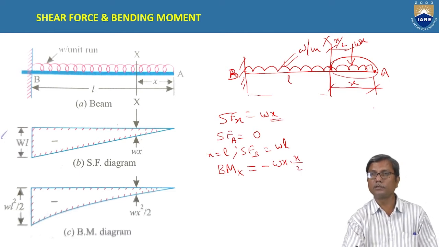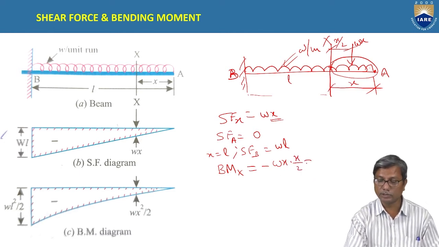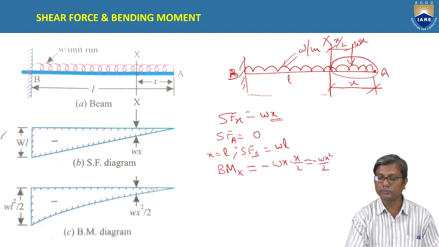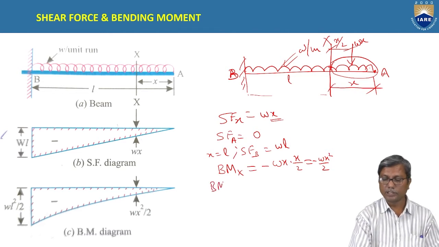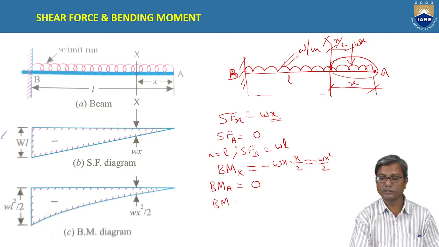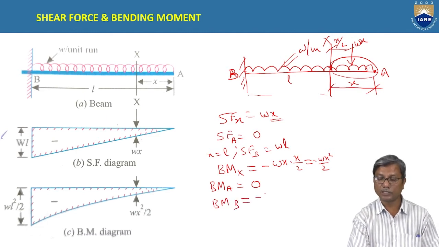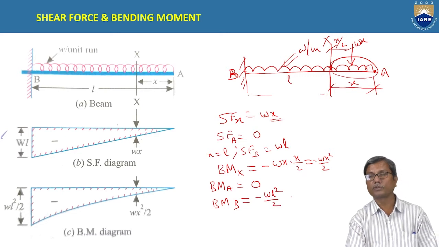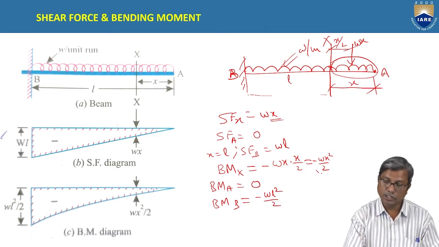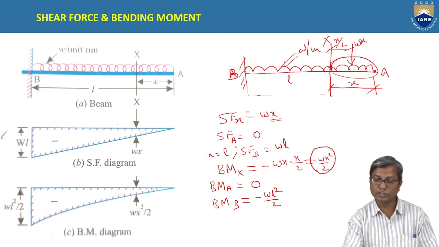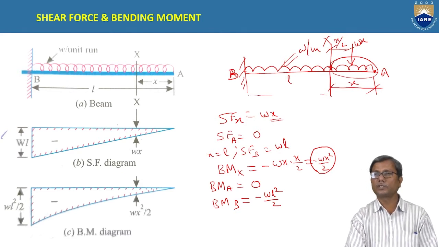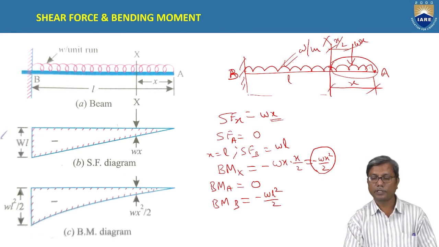Because it is a hogging bending moment, it is negative. So it is minus W x square by 2. So we get bending moment at A, at x equal to 0, as 0, and bending moment at B, at x equal to L, as minus WL square by 2. But if you observe, the bending moment curve is a parabola. It depends on x square. It varies as the square of x.